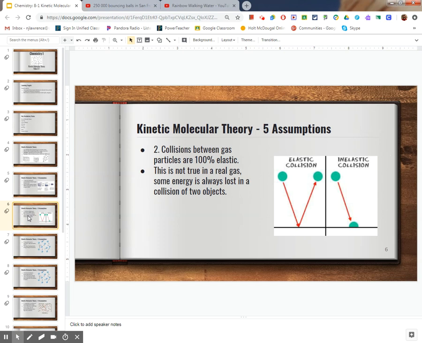The second assumption is that collisions are elastic. Collisions between gas particles are 100% elastic. Think back to that video I just showed you about the bouncy balls. Eventually, those balls are going to stop. Eventually, they're going to come to a rest, and they're just going to sit in the gutter somewhere for some poor sap to go pick them up. That's because their collisions are not elastic. They're inelastic. So an elastic collision is the idea that a bouncy ball will bounce forever, that no energy is lost on collision. And this is what we believe to be true about gas particles.